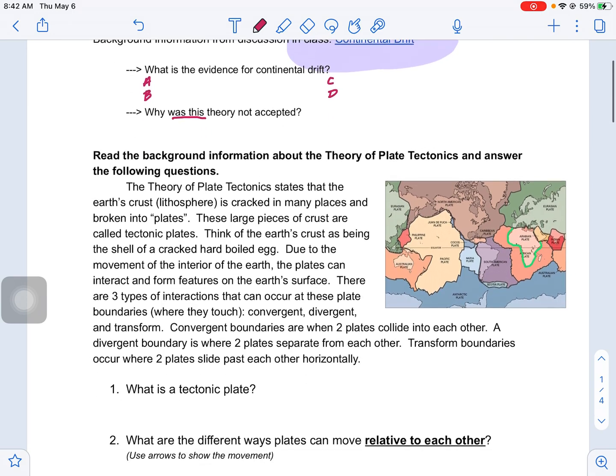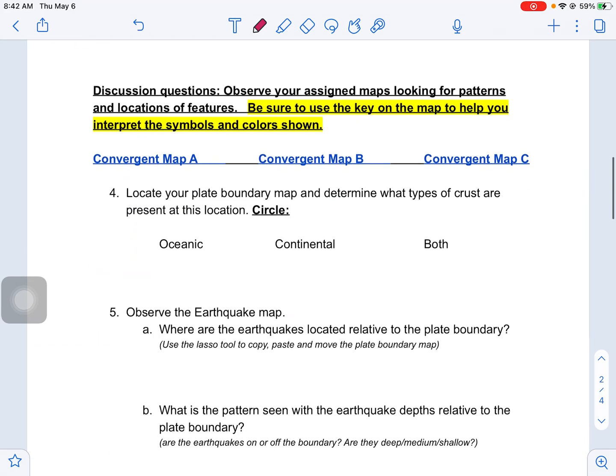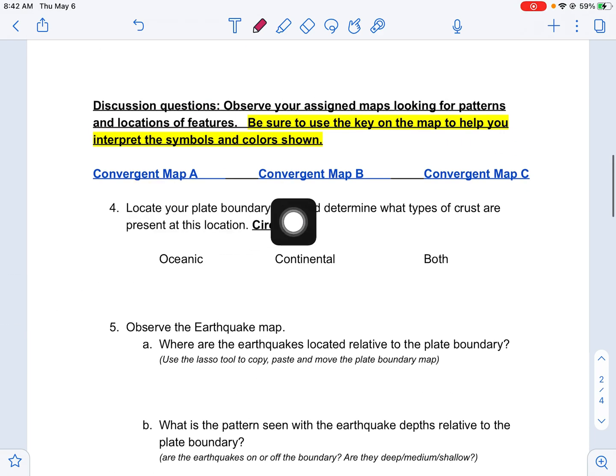So use that PowerPoint to answer those questions. And then you can go ahead and read through this paragraph. You've got 3 questions you're thinking about to gather information as you read through that short statement. And here's where I'm really going to help you out today with this map part. There are 3 maps. You should have been assigned 1 during your class period.